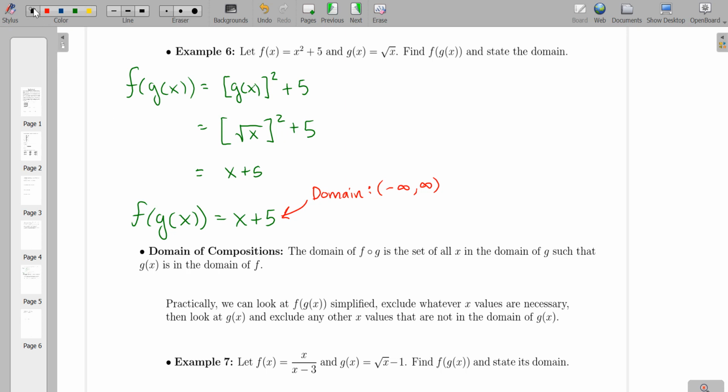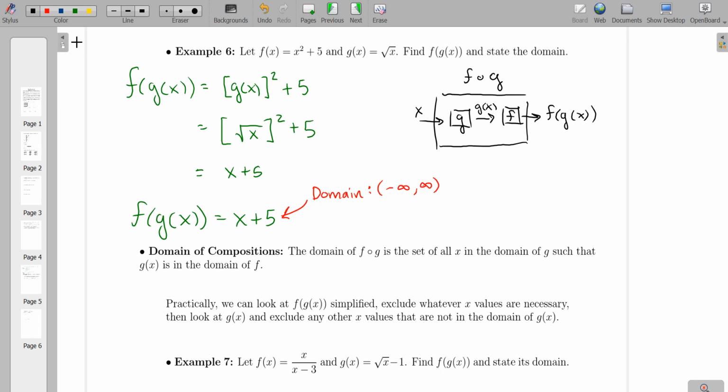So I think a helpful thing to do here is to go back to the diagram where we say if we want to look at f of g, then what we're really doing is we're taking x's, we're sending them into g first. They're coming out as g of x. Then we're sending them into f, and they're coming out as f of g of x. So regardless of how it simplifies, we need to check this inner function, this inside function, and see if there's any domain restrictions on it.